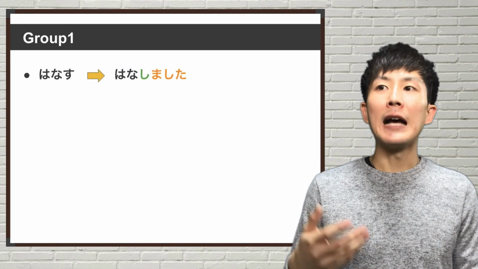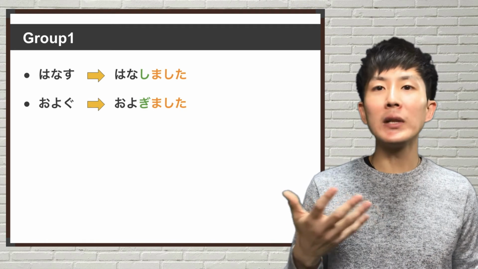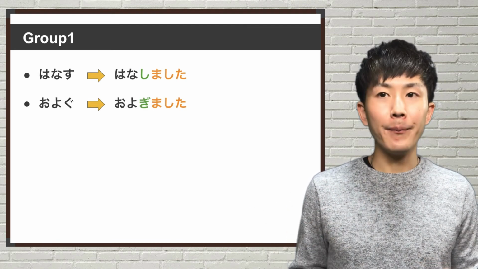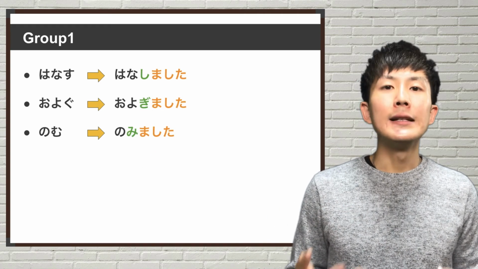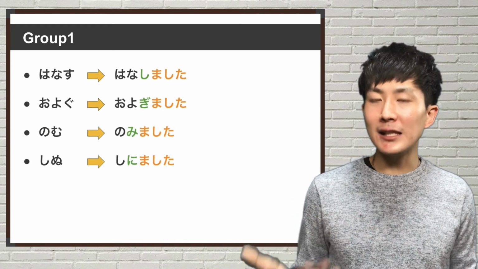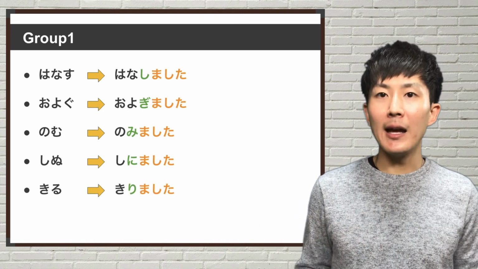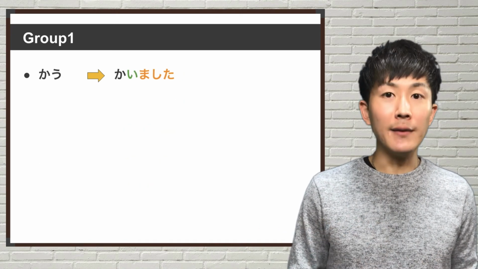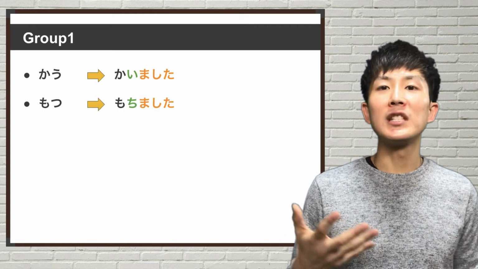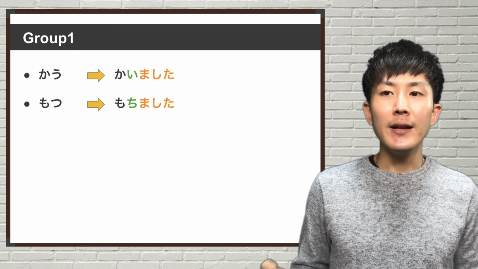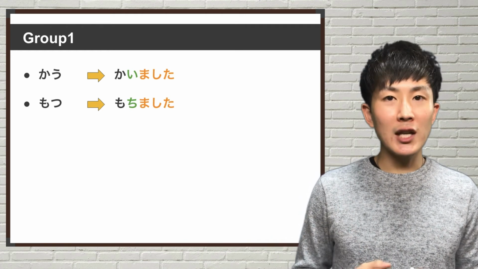話す becomes 話しました. I spoke it. 泳ぐ becomes 泳ぎました. I swam. 飲む becomes 飲みました. I drank it. 死ぬ becomes 死にました. I died. 切る becomes 切りました. I cut it. 買う becomes 買いました. I bought it. 持つ becomes 持ちました. I had it. So, when you make formal past expressions, you can use this conjugation rule.